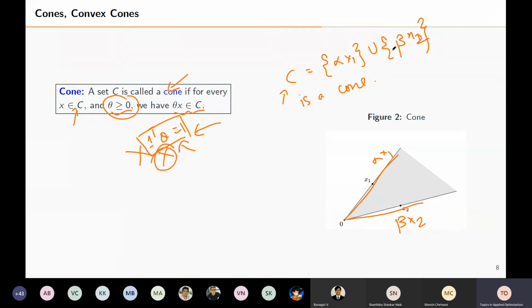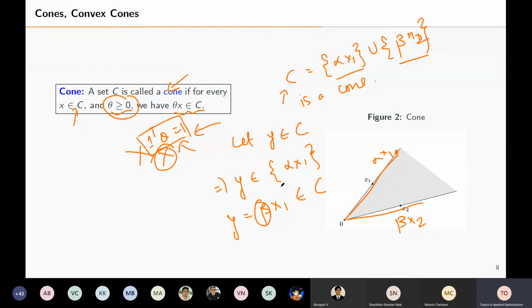Because to check this is very simple for me. I take any point, so let y be in C. If y is in C, then y is either in here or in here, right? So this implies y is, let us say without loss of generality, in alpha x1. Okay, so if y is in alpha x1, then y is of the form some beta x1. So y remains here only, right? So that means that y is in C because y is still again some scalar multiple. I mean, it is already there, right? So there's nothing to say. The way I define this example is a bit strange.